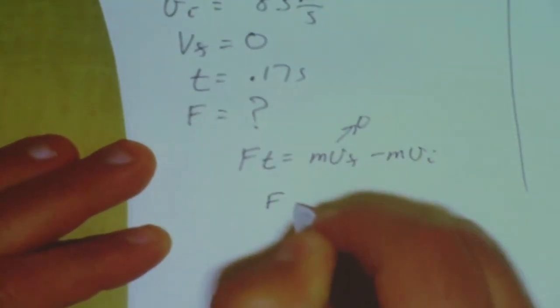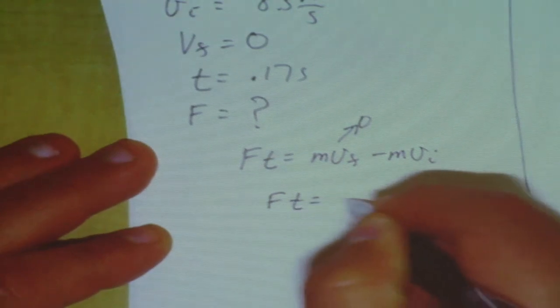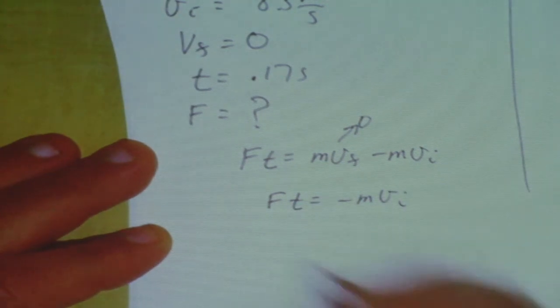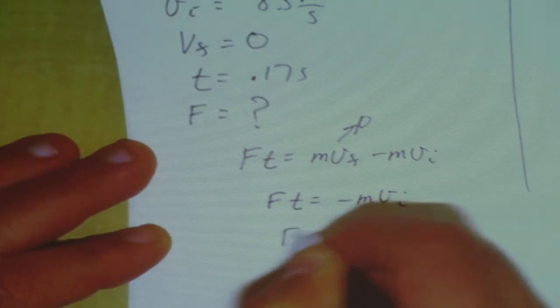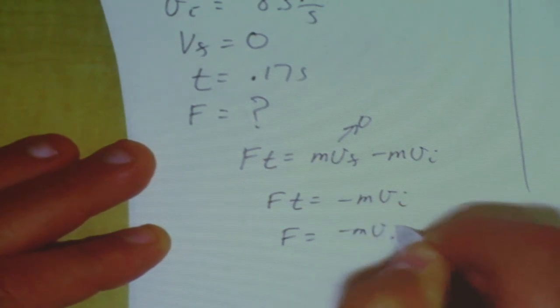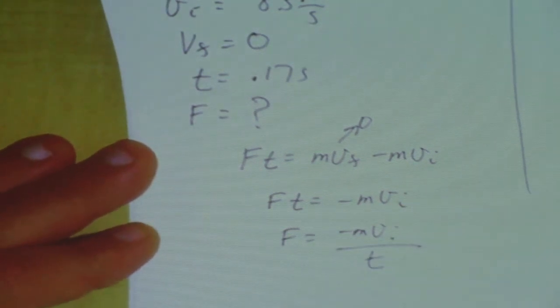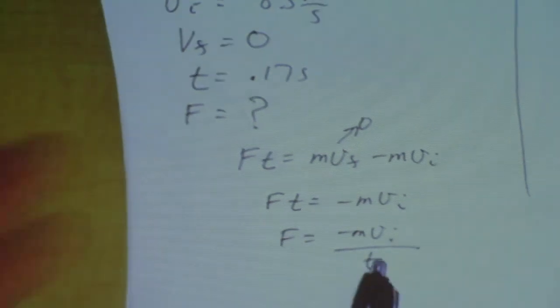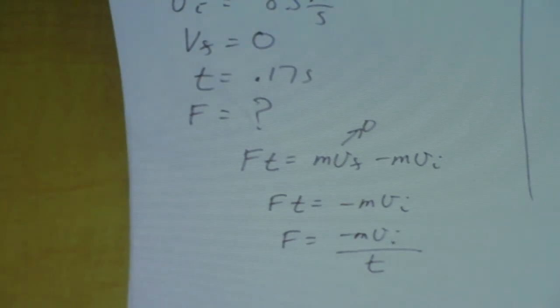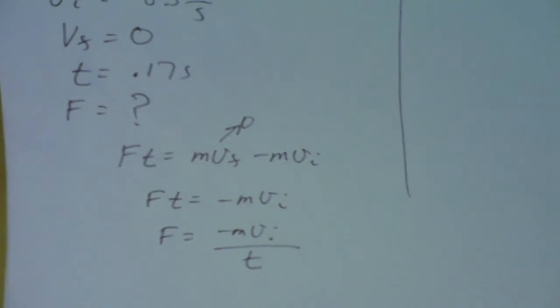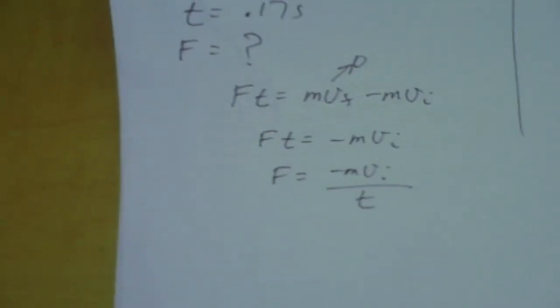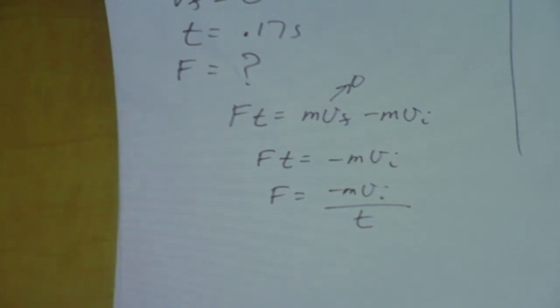So force times time minus mv initial. So the force, I'm just dividing both sides by time. Now this is going to come out to be negative. That just means it was moving one way, the force is the other way. When you do the Mastering Physics, it just wants the magnitude of the force, so you don't have to enter the negative sign. That's the meaning of the negative sign, though. It's just the opposite of the way it was moving.